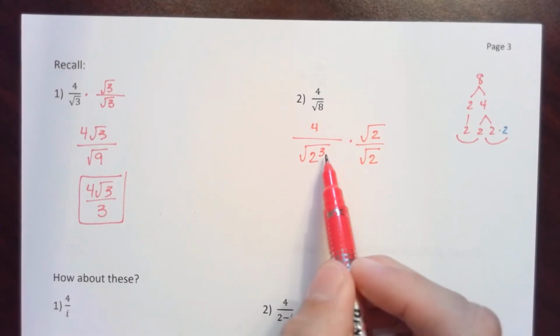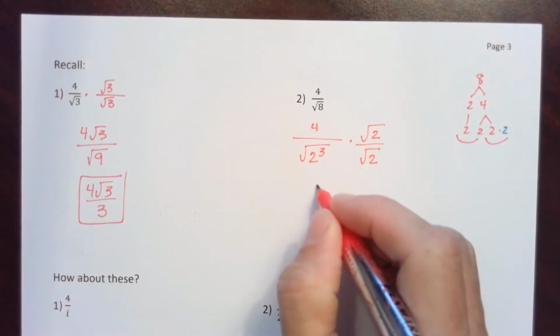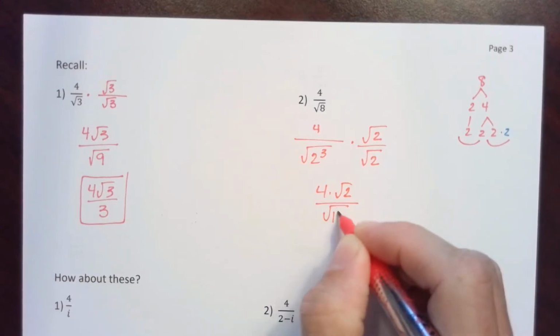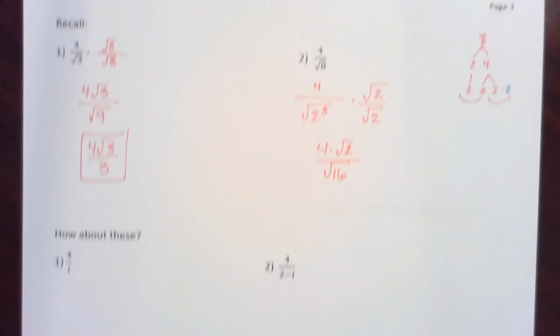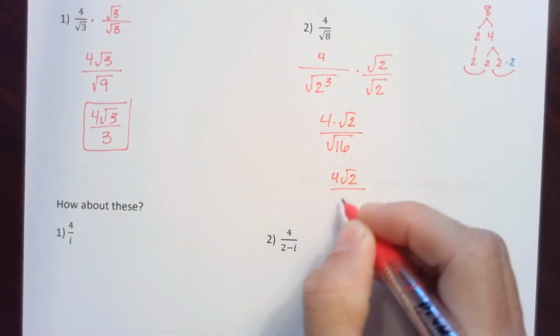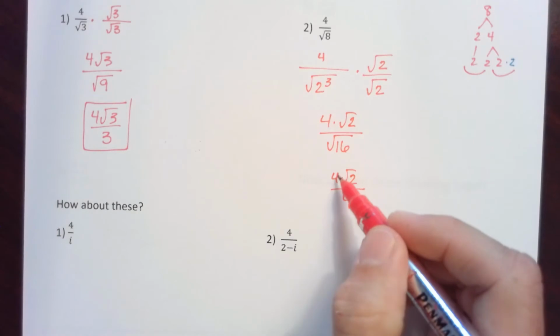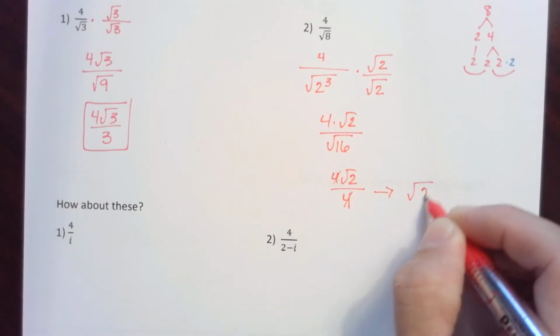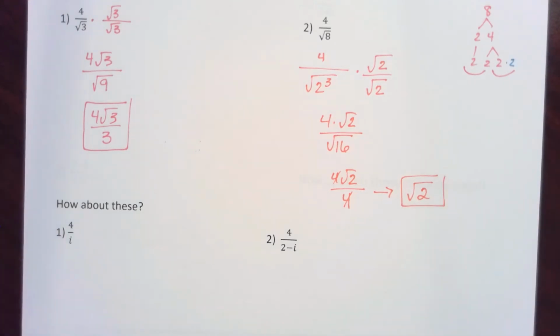Well, 2 cubed was 8, and 8 times 2 is 16. So we have 4 square roots of 2 over the square root of 16, which is 4. And 4 over 4 reduces to 1. So this entire expression simplified into the square root of 2.